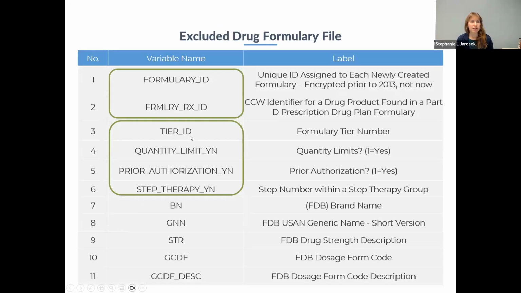Now we're going to talk about the excluded drug formulary file. This will be a subset of formularies that are included on the base file. So all of the formularies on the excluded drug file are also in the base file. So it's one formulary per plan, remember, and they may have drugs on this excluded drug formulary file as well as drugs on the base file. But the setup is essentially the same. You have the formulary ID, formulary RX ID, same variables.